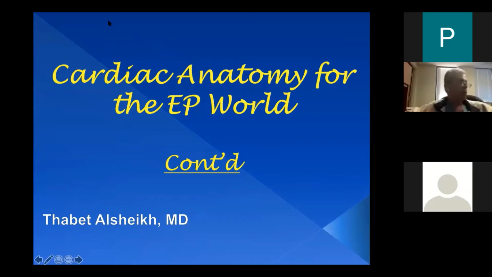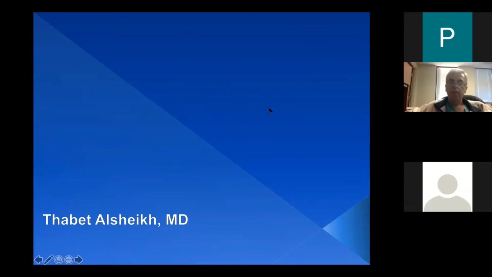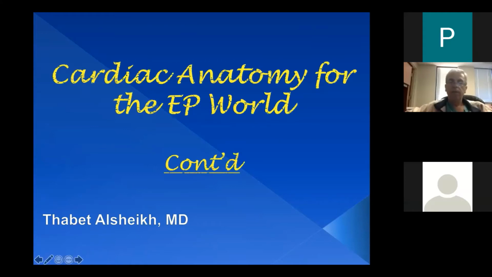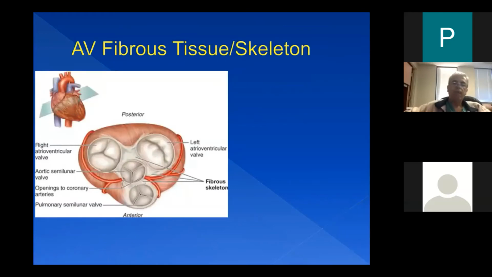The second part of the cardiac anatomy for the electrophysiology world. So, I'll be continuing the presentation. This slide, we're going to talk about the AV fibrous tissue or skeleton.